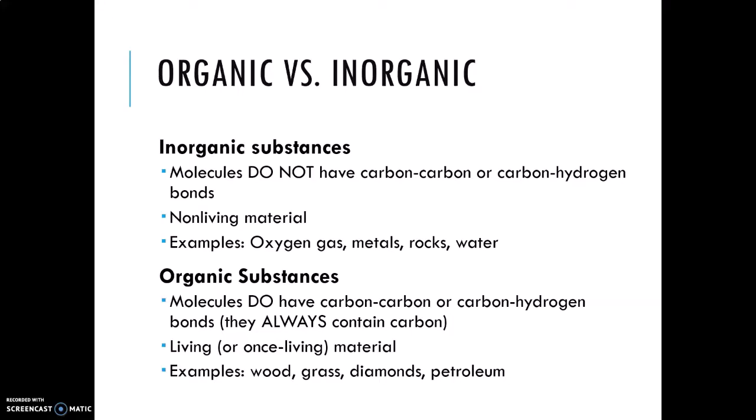So examples would be wood, that's just from a tree, right? Grass. Diamonds are all carbon-carbon bonds, and they come from pressurized remains of organisms. And petroleum, natural gas, when we process that becomes gasoline. That is a hydrocarbon, meaning it has a lot of hydrogen and carbon in it.